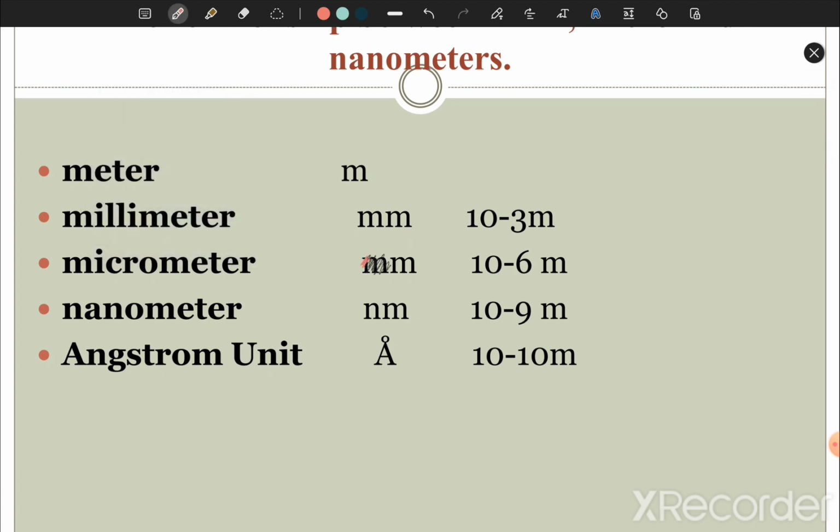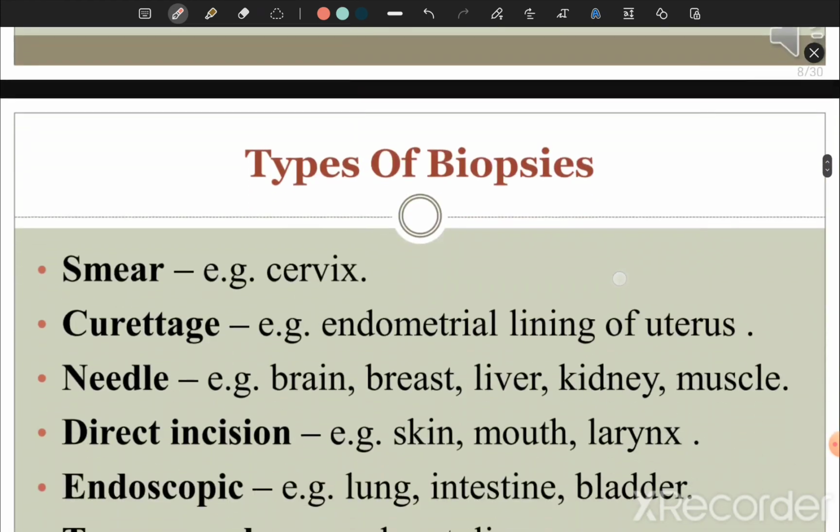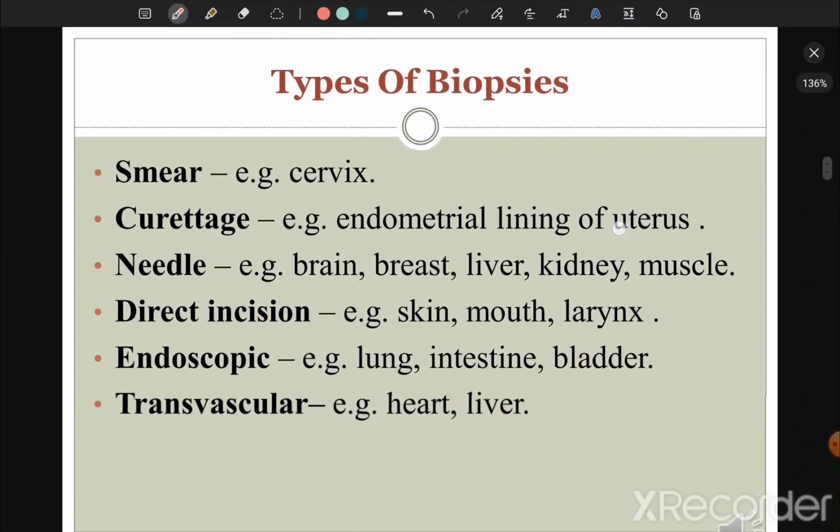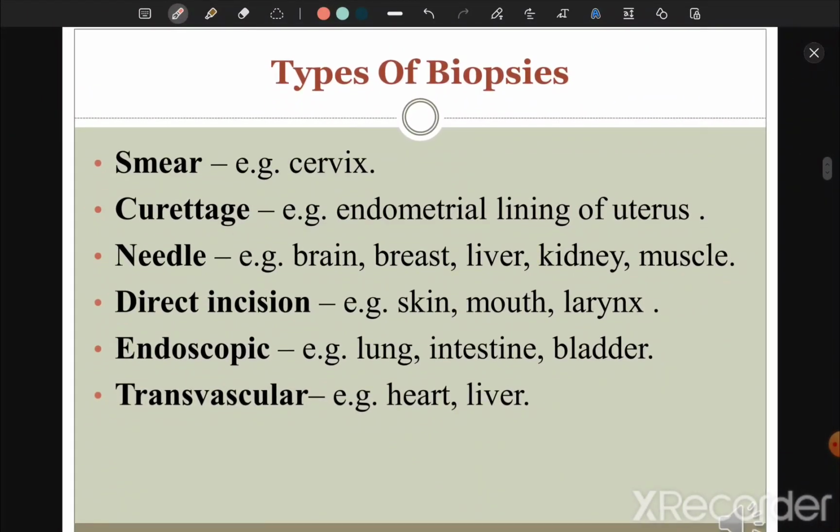Okay. Regarding the types of biopsies, we mentioned that the biopsy is a sample of tissue or organ from the body. We have different types of biopsies. You have to know the terms used for the different types of tissue samples or biopsies. For example, we have smear. Smear in Arabic means a swab.